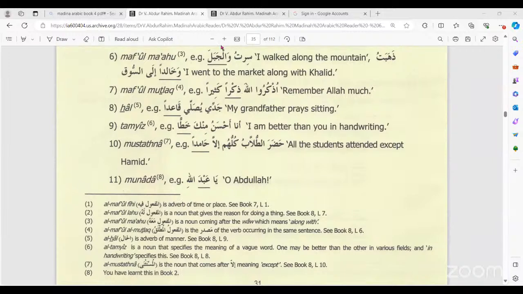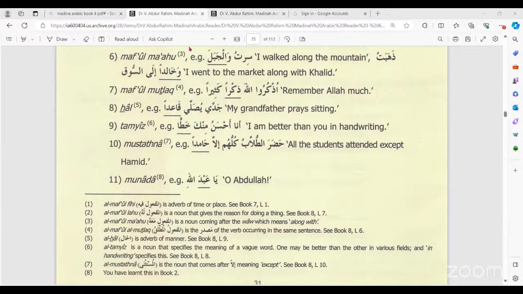Sister Parveen, are you there, or she's disappeared? मैं unmute नहीं हो रहा था. Bismillah, go ahead. The point है मौलाना साहब. जी, number 8. Hal, for example, Jaddi Yusalli Qaidan. My grandfather prays sitting.